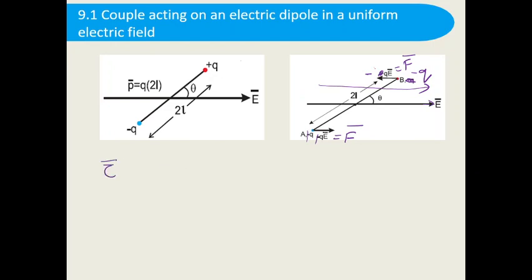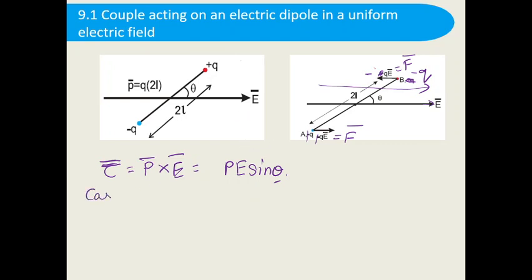If you want to calculate the couple acting, couple is nothing but torque. The torque is given by P bar cross E bar, which can also be written as P E sin theta. So it depends on the value of theta.